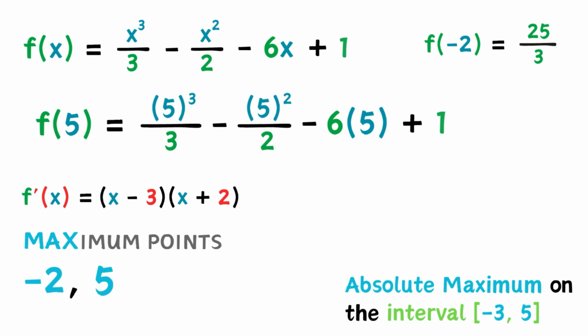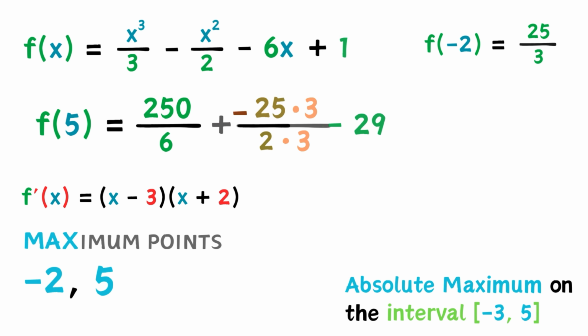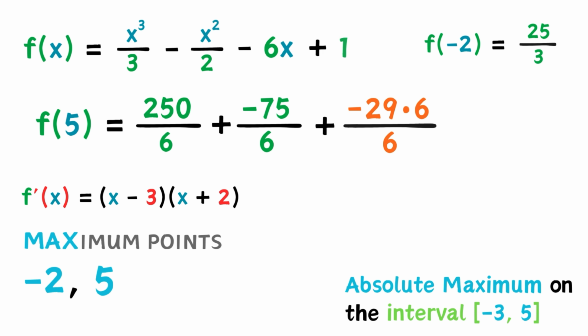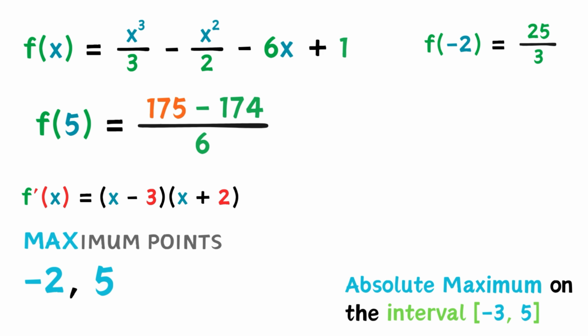What about f(5)? 5 to the power of 3 is 125, 5 squared is 25, and 5 times -6 is -30. -30 plus 1 is -29. Let's get a common denominator of 6. 125 over 3 times 2 over 2 is 250 over 6. -25 over 2 times 3 over 3 is -75 over 6. And -29 times 6 over 6 is -174 over 6. 250 minus 75 is 175, and 175 minus 174 is 1. So f(5) is 1 over 6.